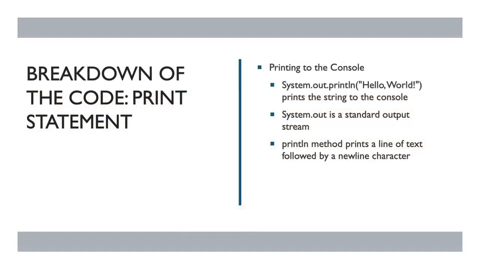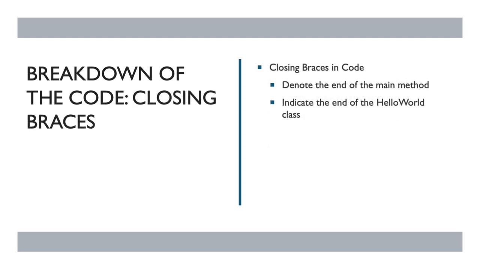The statement System.out.println("Hello World") prints the string to the console. System.out is a standard output stream, and the println method prints a line of text followed by a new line character. Closing braces in the code denote the end of the main method and the HelloWorld class. Note that the beginning and ending curly braces have to match within a Java program. That's one of the more difficult things to get used to in programming in Java, balancing the curly braces.